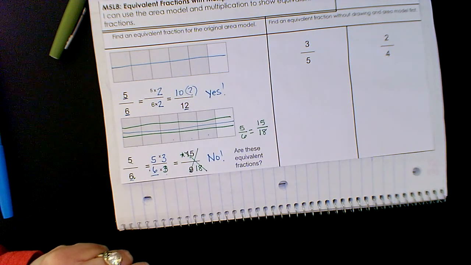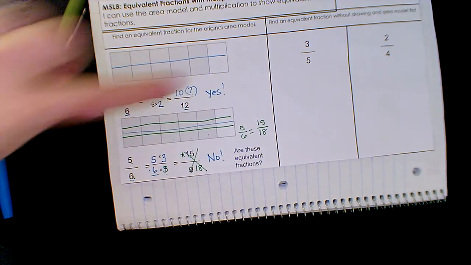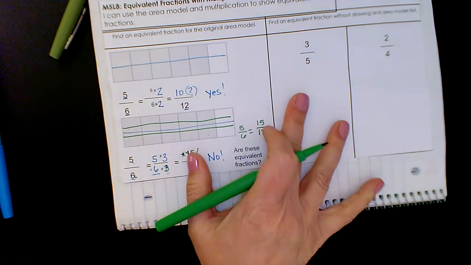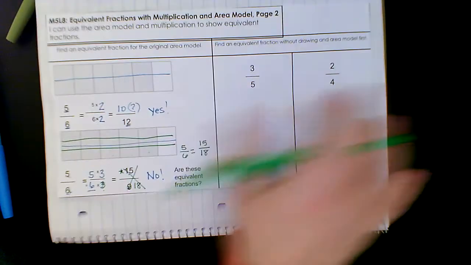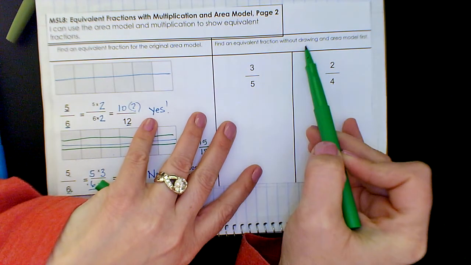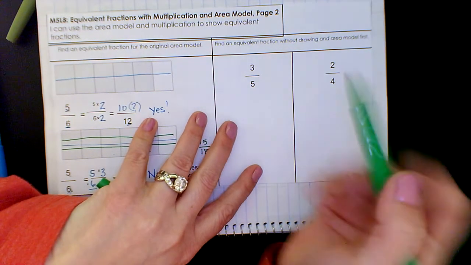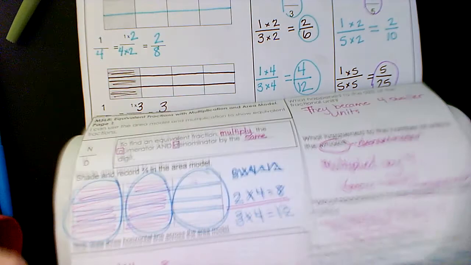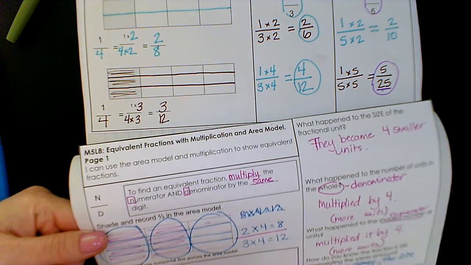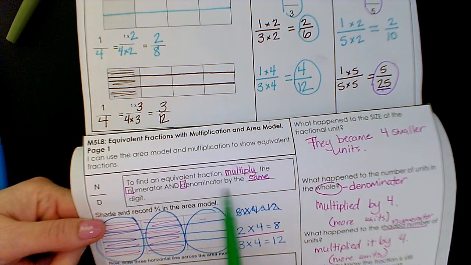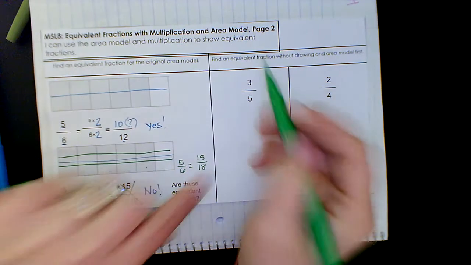And so, 4th grade, you're going to get some examples today that show equivalent fractions and ones that will not. So let's do 2 more problems together before you get started. It says find an equivalent fraction without drawing an area model first. Okay, I'm going to go back to this saying again: to find an equivalent fraction, multiply the numerator and denominator by the same digit. So let's do that. So we have 3/5, right?